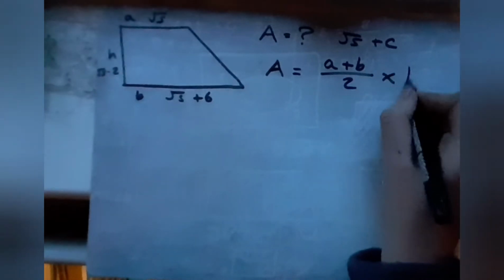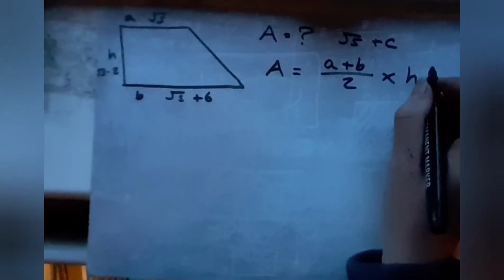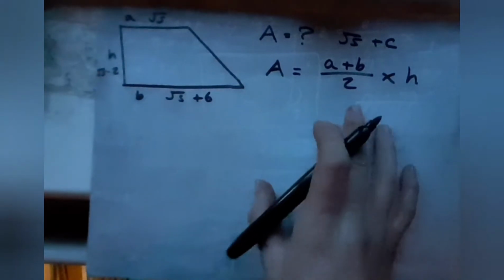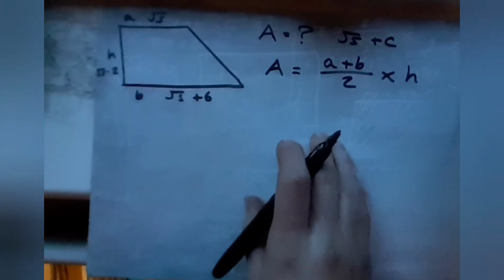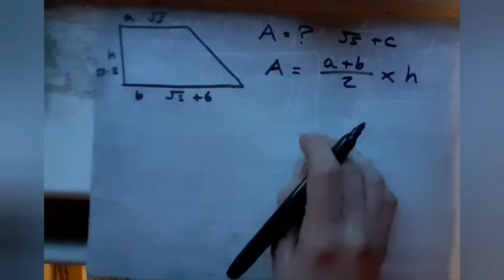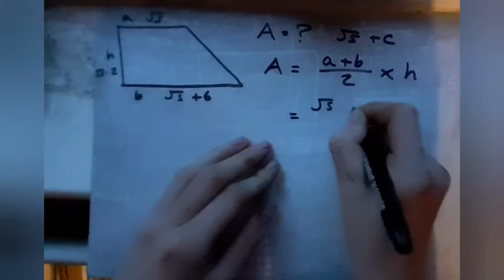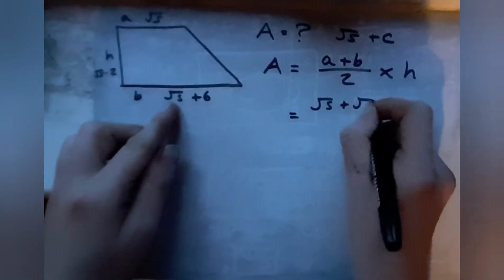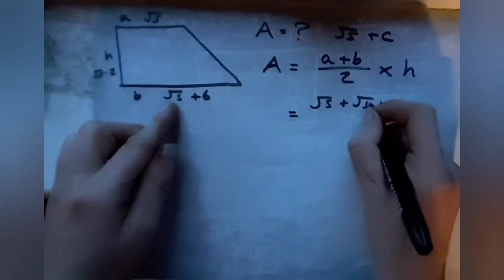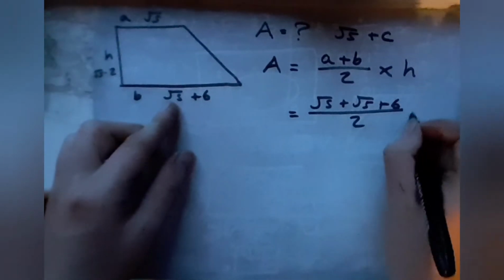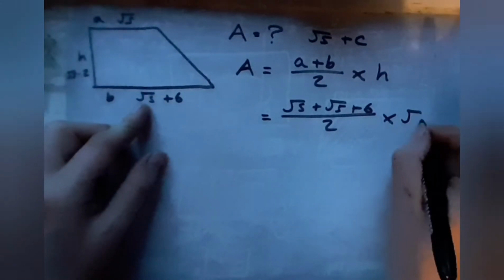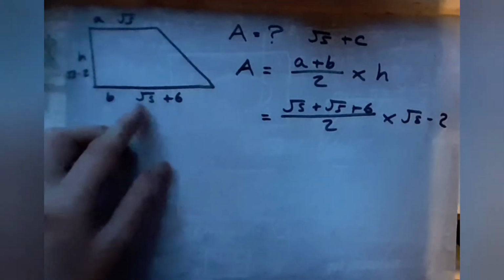So I know the formula for the area of a trapezium, which is (a plus b) over 2 times h, or as my Year 7 maths teacher used to say, half the sum of the parallel sides times the distance between them. So we can just input our values, really. So (a, √5, plus b, √5 plus 6) all over 2, and then times √5 minus 2.